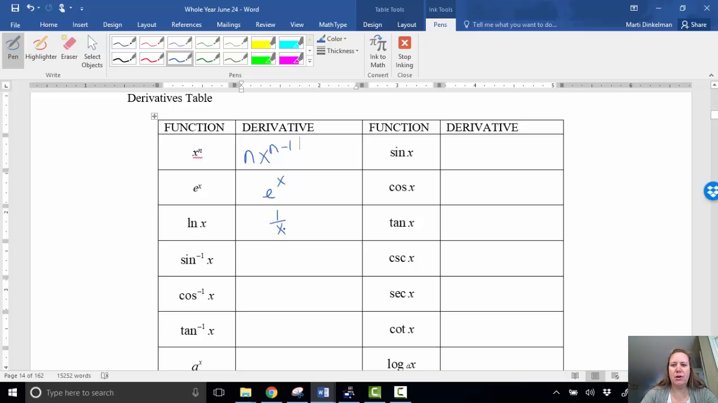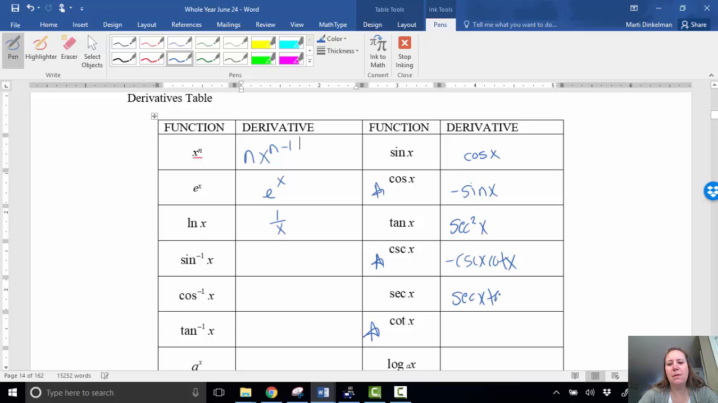I'm going to go over to our trig next. Derivative of sine is cosine. Derivative of cosine is negative sine. Just a quick reminder, the way I remember this is that the derivative of every cofunction, so this one, and this one, all of those will have negative derivatives. Derivative of tangent is secant squared. Derivative of cosecant is negative cosecant cotangent. Derivative of secant is secant tangent. Derivative of cotangent is negative cosecant squared.